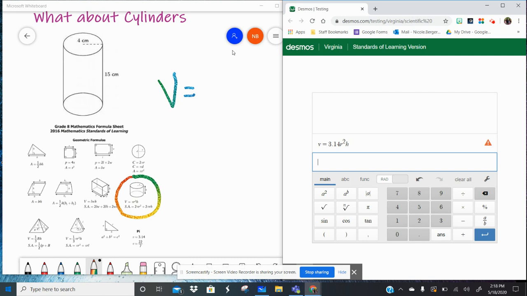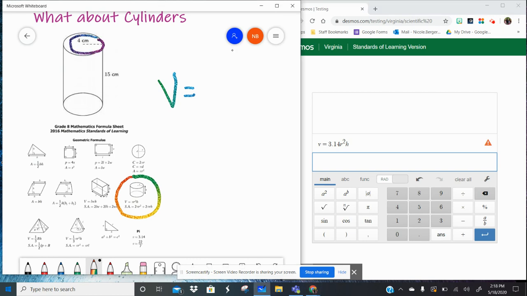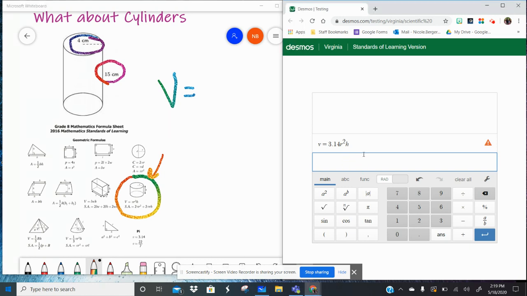So if I look at the cylinder, the radius of that top part is 4. The height is 15. It'll even give me a diagram kind of right here above the formula so you can see what's the radius and then what's the height, right? So it'll kind of label those things for you. So I go back to my calculator. Radius is 4. Height is 15.